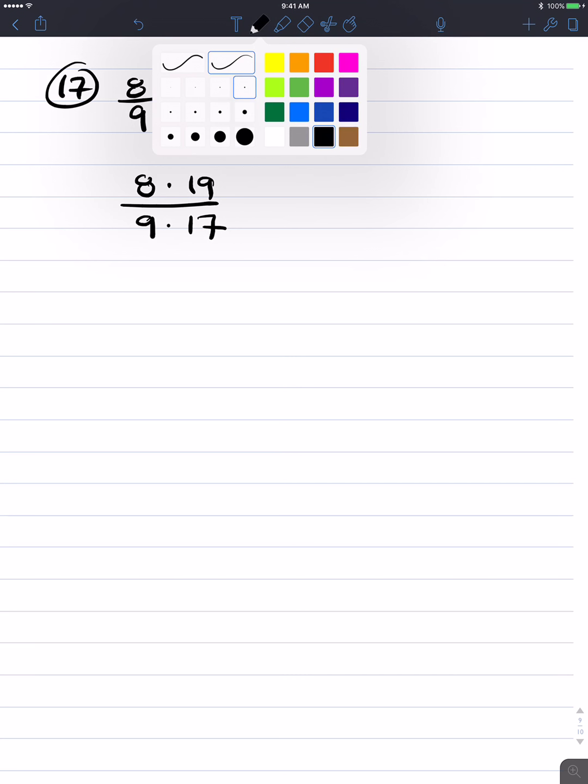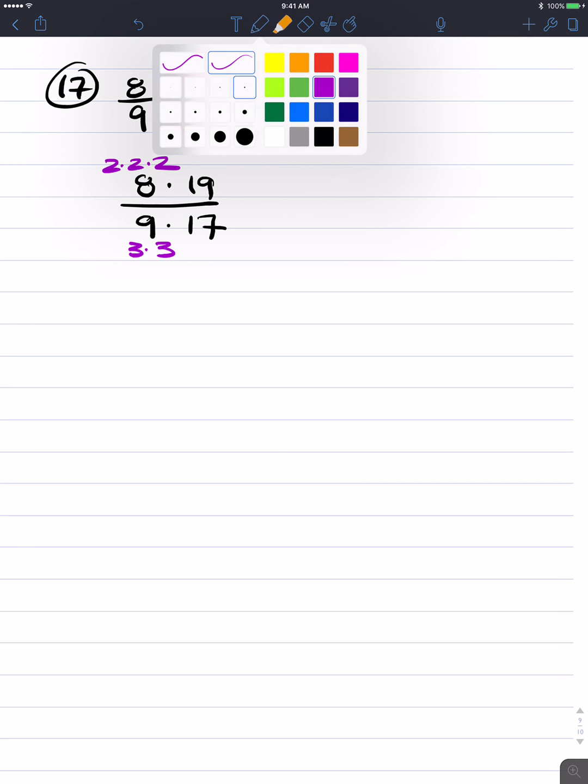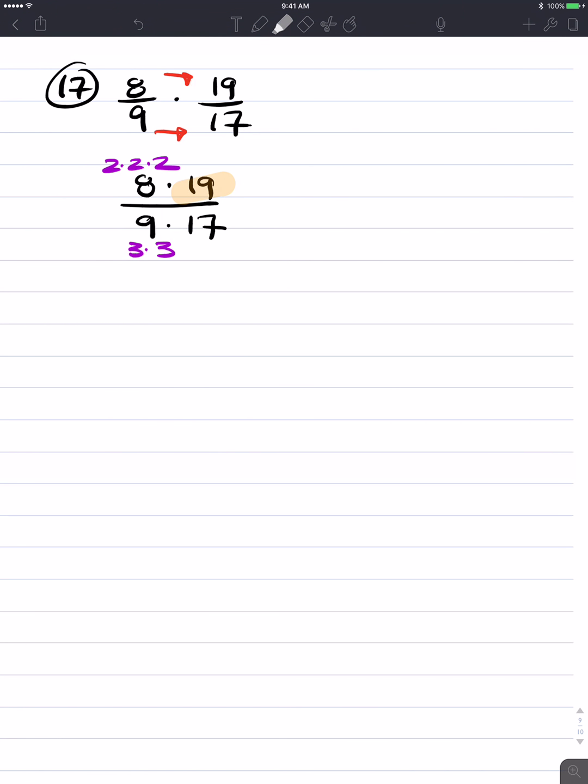We're going to break down our numbers into primes. 8 is 2 times 2 times 2. 9 is 3 times 3. If we notice that 19 we can't break down, it's prime. 17 is prime. We broke down the 9 and we broke down the 8. None of these primes cancel. So all I have to do is perform the multiplication, and I am done, and I am guaranteed that my answers are simplified.